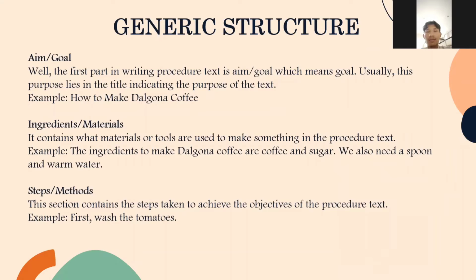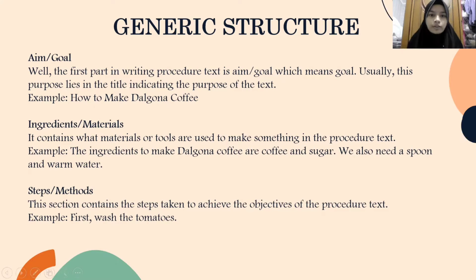Okay, thank you to Hadi. Next is Sobrina. Sobrina, time is yours. Okay, thank you to the moderator. I will explain the generic structure. In procedure text, we have three structures. The first, aim or goal. The first part in writing procedure text is aim or goal. Usually, this purpose lies in the title, indicating the purpose of the text. Example, how to make dalgona coffee.